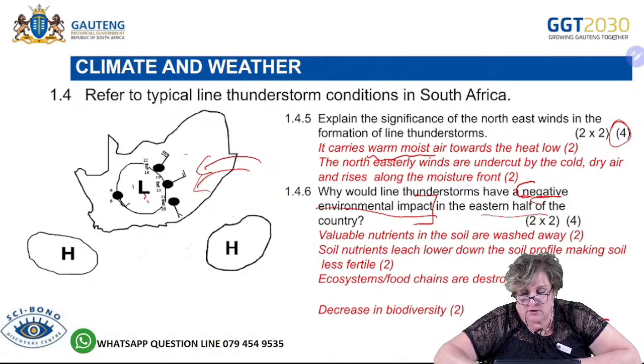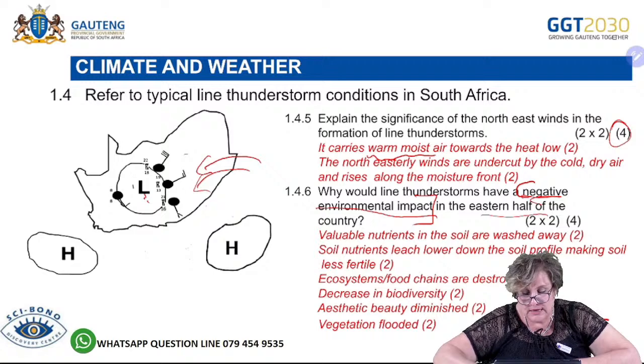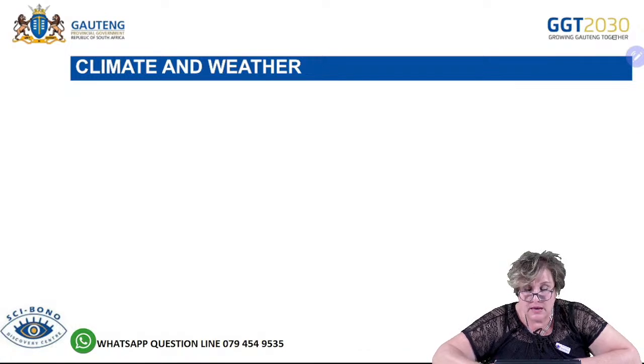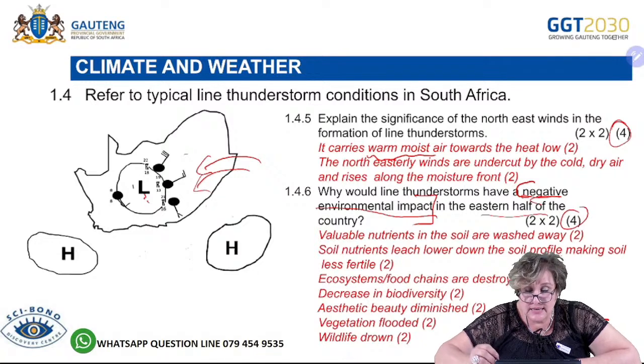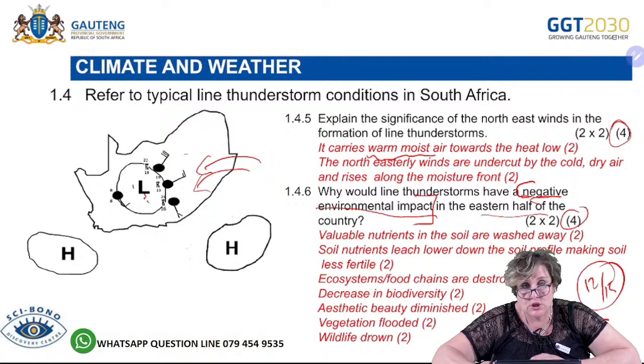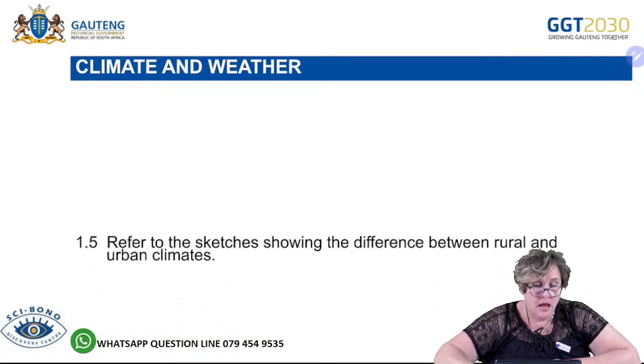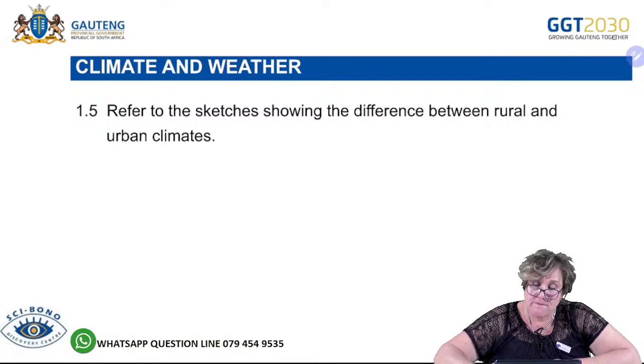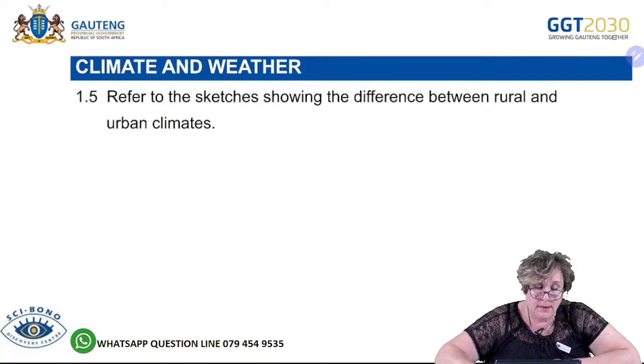Ecosystems or food chains are destroyed, there's a decrease in the biodiversity, aesthetically the beauty is diminished, and vegetation is flooded. So we are losing food. Wildlife can be drowned. Okay, boys and girls, for this one as well, it's easy then to get at least 12 out of 15 for a question like this one. I'm going over to 1.5, the last question for climate.